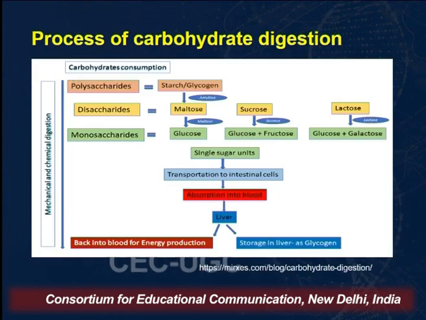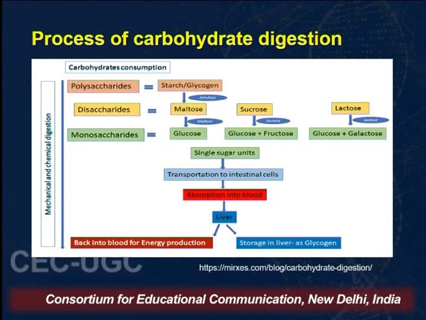Now, if we take up the process of the digestion of the carbohydrates, initially the polysaccharides which we take up through the food sources, the starch, like this one, and the glycogen which is stored within the body, when it is broken down, they form the disaccharides like the maltose, sucrose, lactose. Then the maltose, sucrose, lactose further degrade into the monosaccharides.